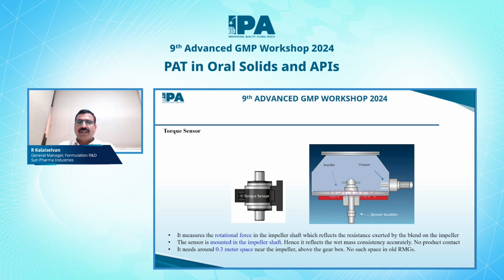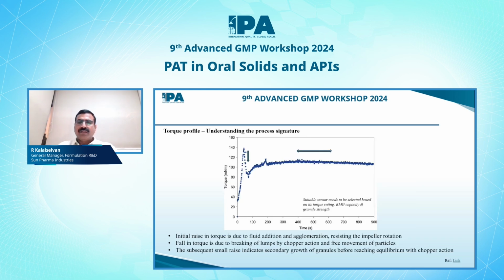This is the other variant, the torque sensor, which is installed near the impeller. It measures exactly the load on the impeller, not the entire motor. It measures the rotational force in the impeller, and the rotational force is resisted by the blend. When the blend gets more weight, it gives more resistance, and accordingly the torque value is plotted. We can see in the next slide a typical torque profile.